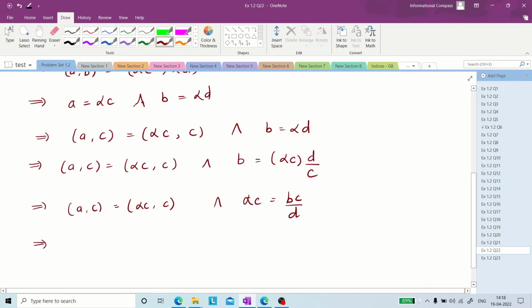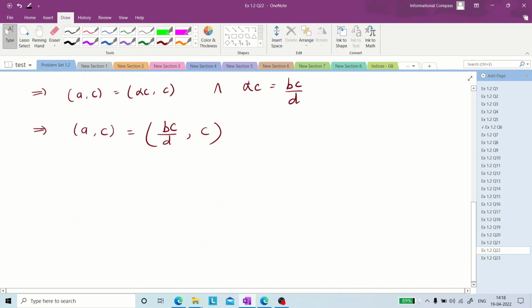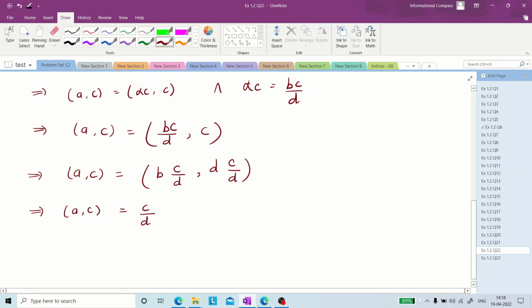Yeah. Which implies, what do we get? (A, C) is equal to (BC over D, C). This is our intersection output, which again implies that (A, C) is equal to (BC by D, DC by D), which implies (A, C) is equal to C by D times (B, D). Very good. So this implies that AC is a multiple of BD. Yeah, we have proved this.